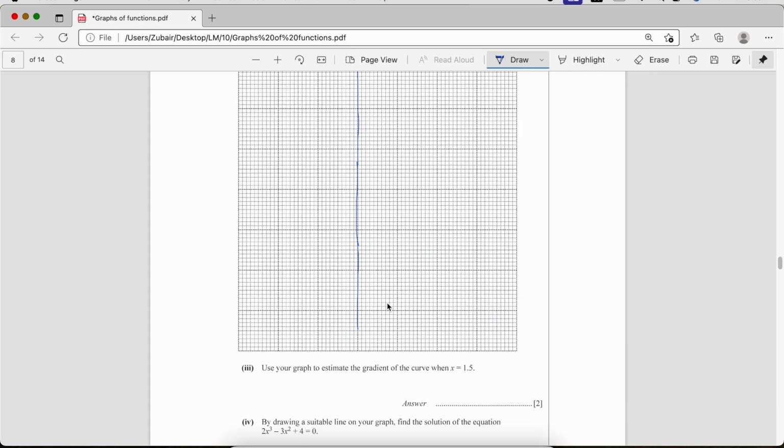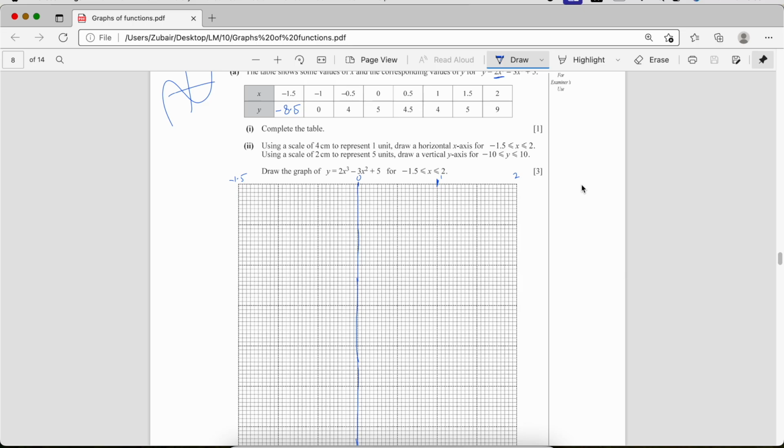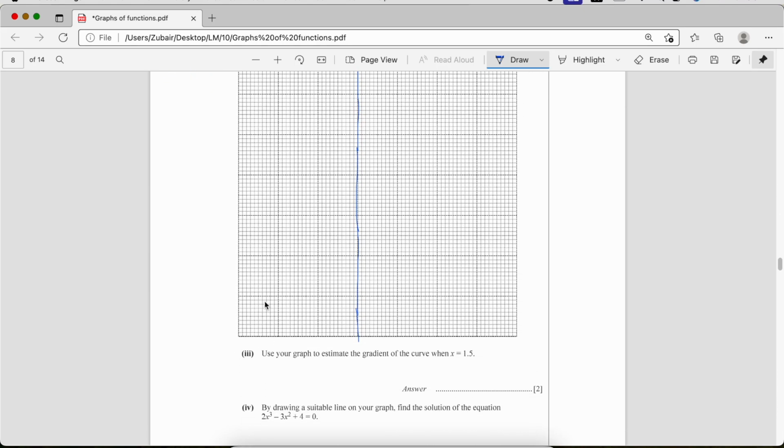That is a full page. Y-axis done. Now what I need is to check for the other range, minus 10 to 10. 2 centimeters to represent 5 units. So that's simple. Minus 5, minus 10. Two boxes on each side. So minus 10 to 10. If I start from minus 10, this is minus 5, this is 0. So that would be enough space to cover all the given values.